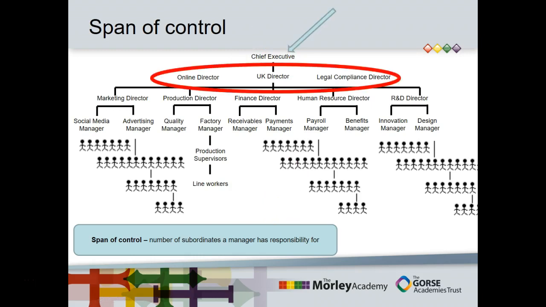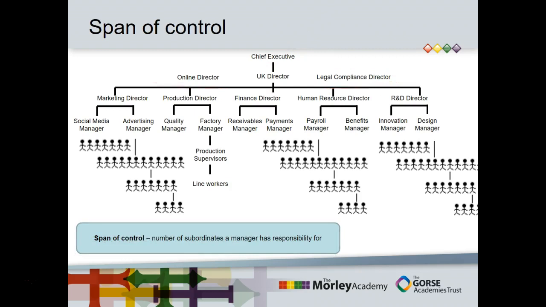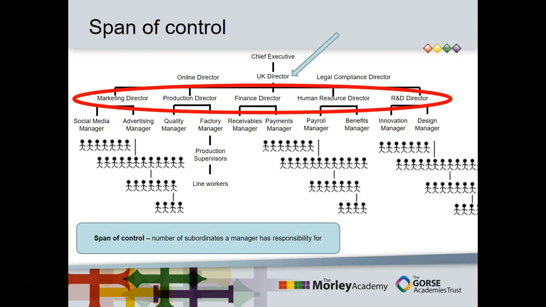So for this chief executive up here, how many people do they directly manage? Should be reasonably straightforward that you've come up with 3. Our chief executive manages 3 people. If we skip on now and have a think about our UK director, how many people does our UK director manage? Okay, in this case 5. They're responsible for these 5 people.